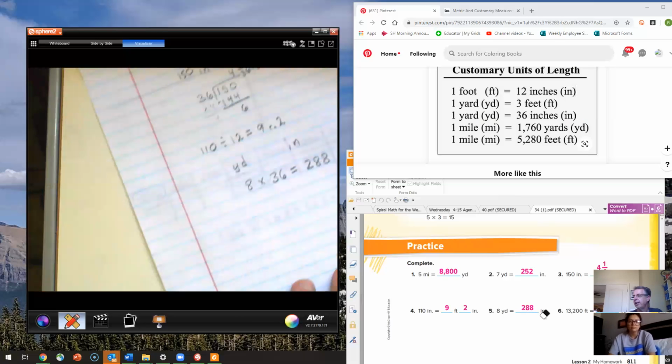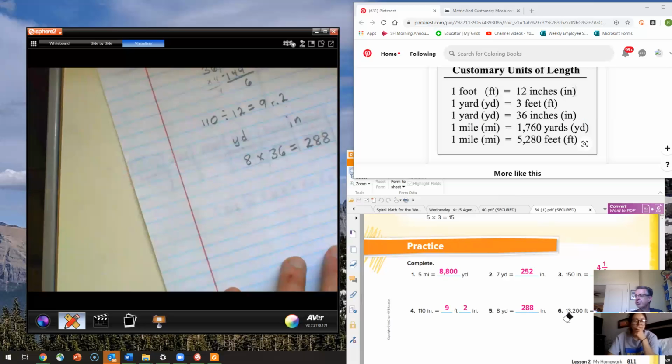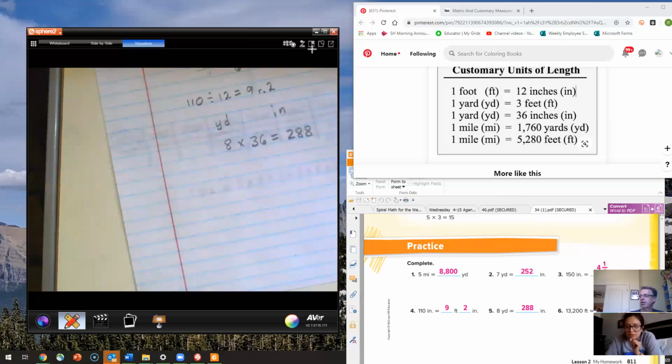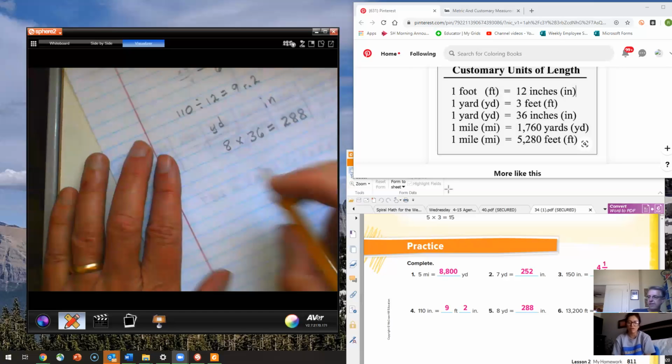All right, let's take a look at number 6. Number 6 says, is that a comma or a decimal? That's a comma, right? It's 13,200 feet. Okay, sorry, just wanted to double check. So 13,200 feet equals blank miles. So you guys should have gotten 2.5 miles.